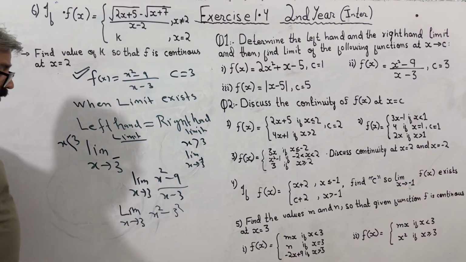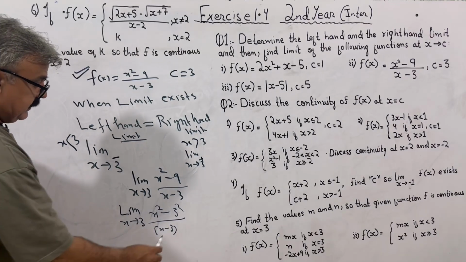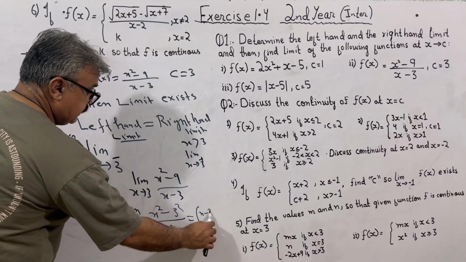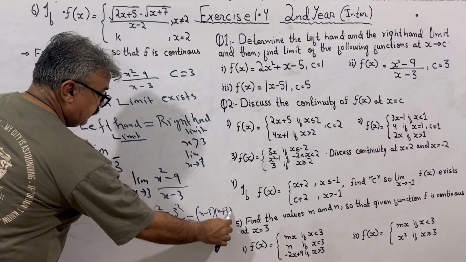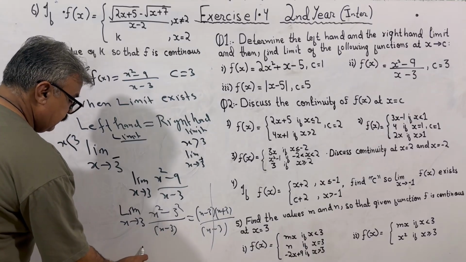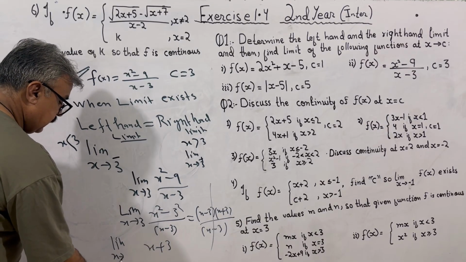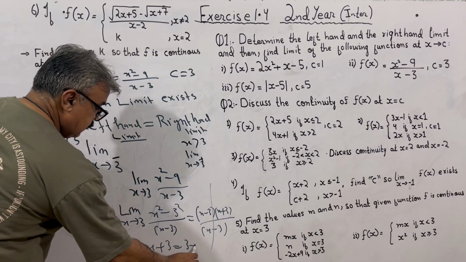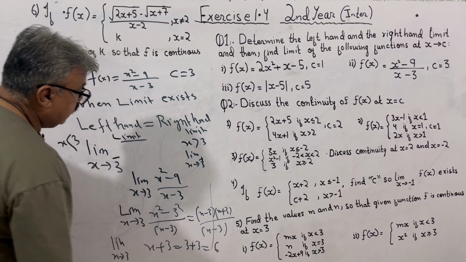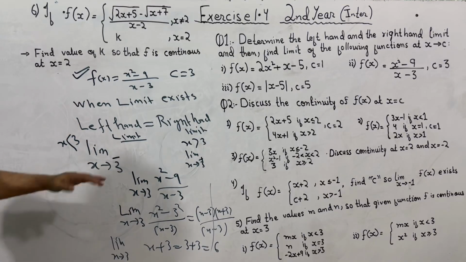Instead of 9, let me write 3 square. We have x minus 3. Factorize, it is x minus 3 times x plus 3 over x minus 3. Cancelled out. We have x plus 3, limit x tends to 3, means 3 plus 3 is equal to 6. So limit exists in that case, and the limit value is 6.